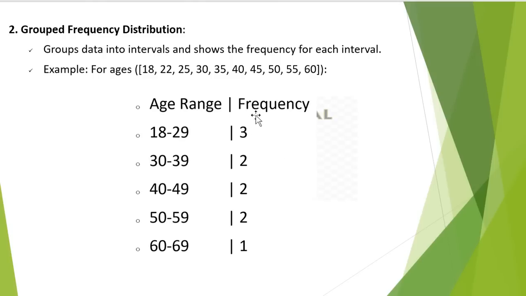So this way you can show the frequency, that is, how many persons lie in this range. Similarly, how many persons lie in 30 to 39. So grouped frequency distribution groups the data into intervals and shows the frequency of each interval.